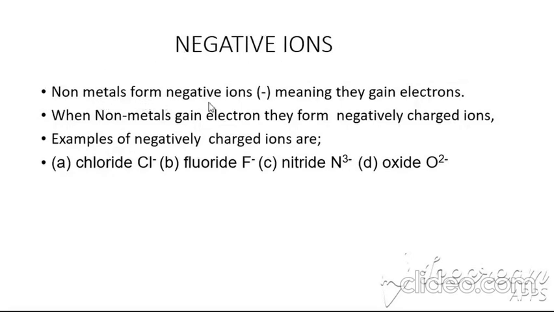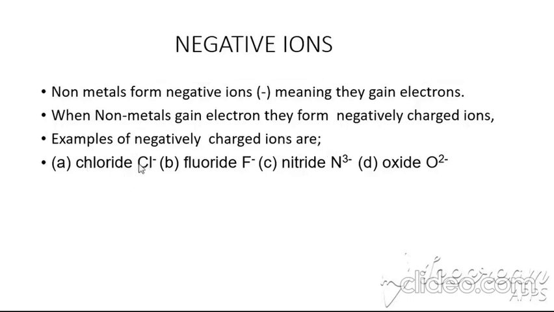So non-metals form negative ions, meaning they gain what? Electrons. If you can remember clearly what I said about the positive ions, I said metals form positive ions, meaning that they lose what? Electrons. So this is just the opposite of the other. And then when non-metals gain electrons, they form negative charged what? Ions. And then for metals, if metals lose electrons, they form positive charged ions. And I'm sure you're clear on that one. So if you know for negative ions, it's just the opposite for the positive ions.